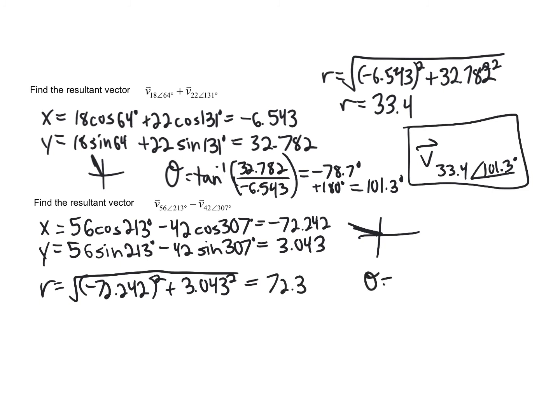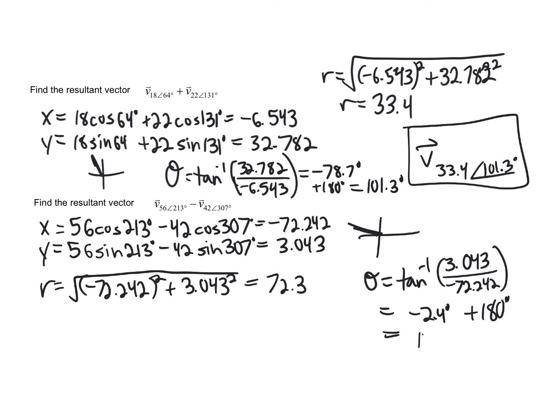We can calculate theta, which is -2.4 degrees. But again, just by the luck of the numbers I picked, we end up having to add 180 for our quadrant again: 177.6. So our final vector is 72.3 at 177.6 degrees.